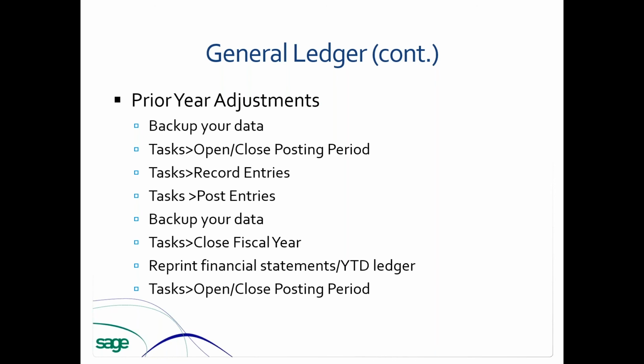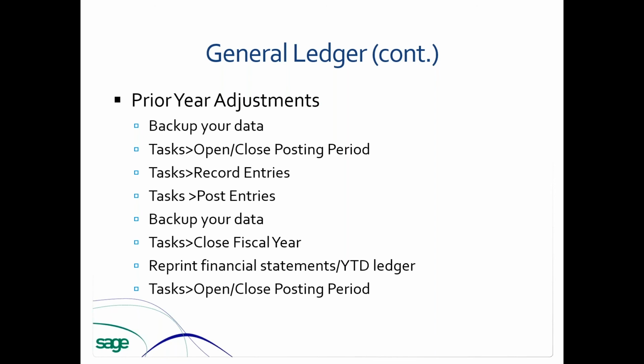And then once you get your final entries from your accountant, you can come back in, of course, make a backup of your data, and then open close posting period. You can open that prior month, probably December if you're on a calendar year, December of the prior year, and then use record entries to make the journal entry, post those entries. I would recommend another backup again at that time.